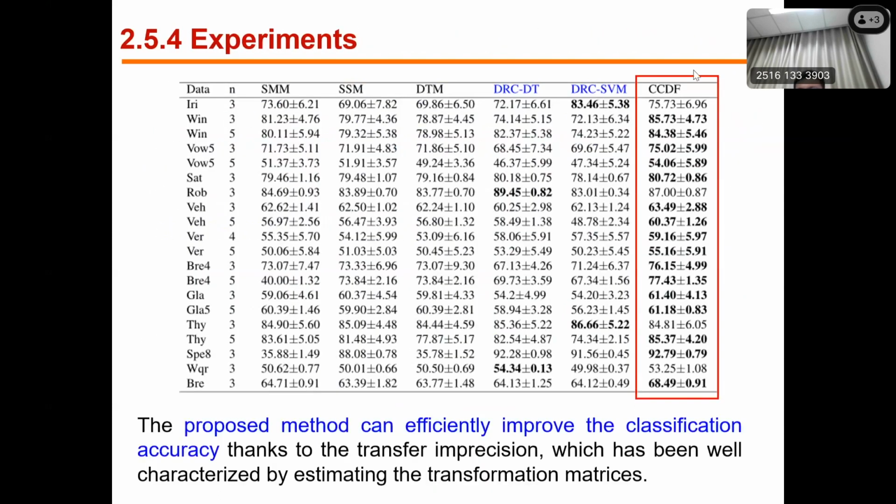So this is the classification result. We found that with our method we can significantly improve the classification accuracy, because we use very few labeled data to get this combination result.